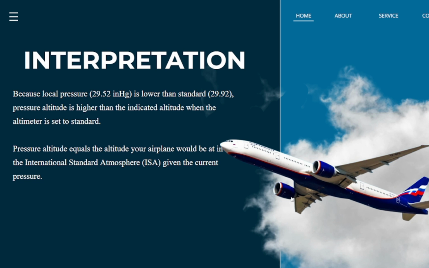IAS is higher. For IFR flights, once above the transition altitude, we use the standard 29.92 inches of mercury to maintain separation. Pressure altitude is what ATC uses to ensure that. Like I said, couldn't get any simpler than that, guys.